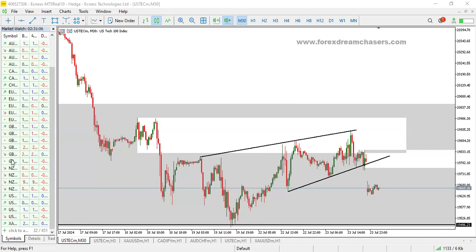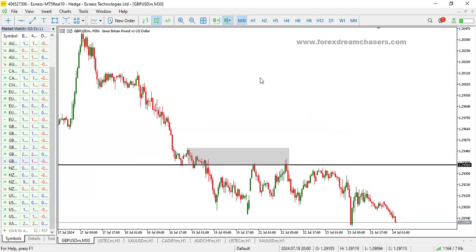Let's take GBP USD and see what it is we have on GBP USD.